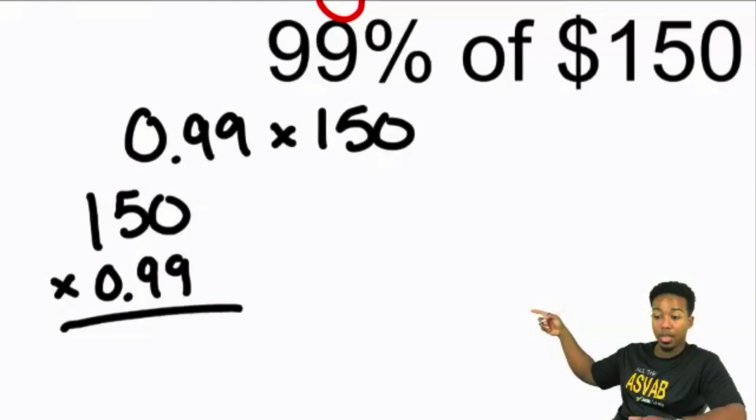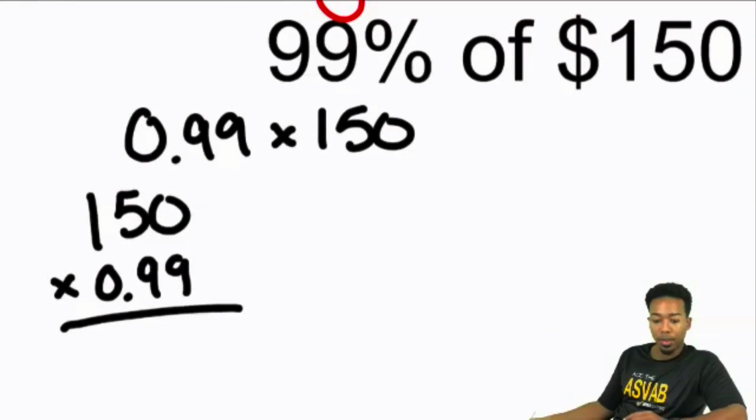Who did it this way? Go ahead, give me yes or no. Did you do it that way? 150 times 0.99. No shame at all in doing that. But I want to actually ask everybody something. Everybody, question. Isn't 99% the same thing as 100% minus 1?